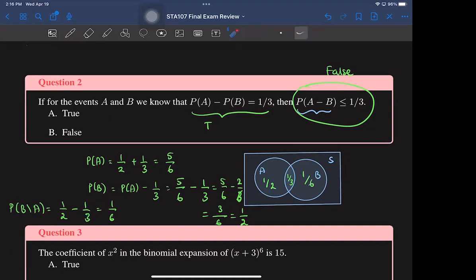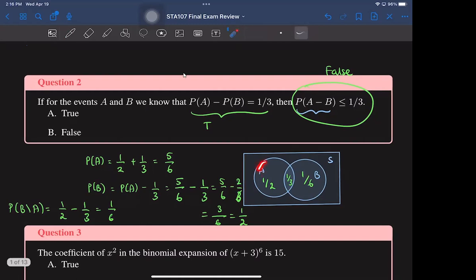So this Venn diagram is the counterexample that the statement here is false, because I have probability of A minus probability of B equal to 1 over 3. However, I have the probability of the part A exclude B, which is this part, greater than 1 over 3. Does this make sense?